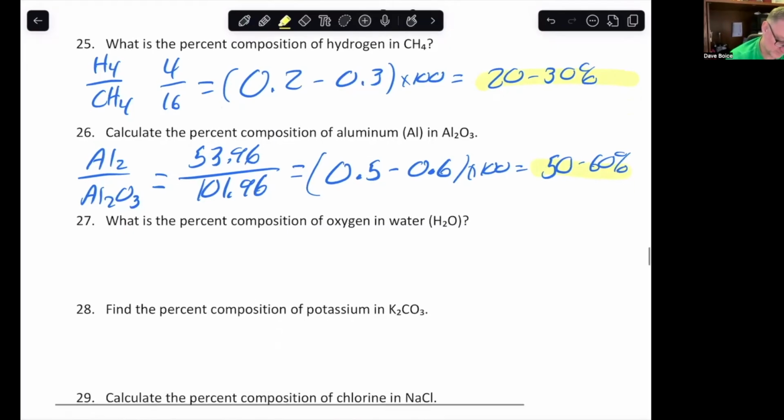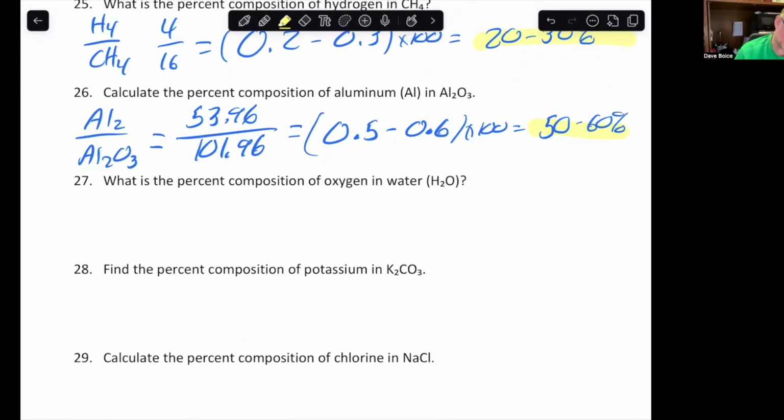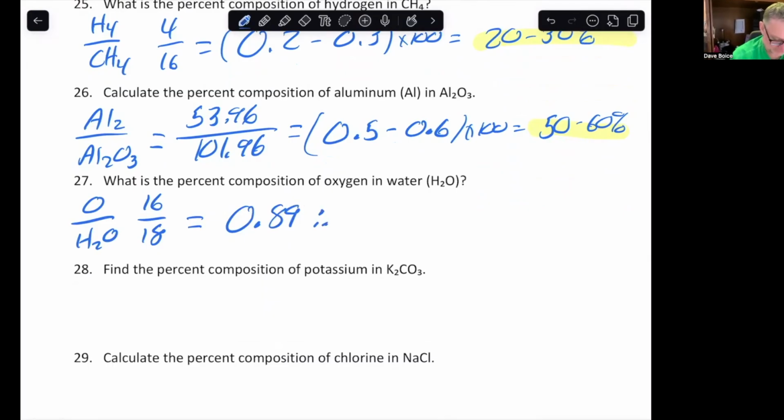Oxygen in water. Water is mostly oxygen, and let's prove that. So I've got oxygen divided by H2O, 16 divided by 18. This was a class example we did several times. So that equals, let's just do the real answer, 0.89, and therefore 89%.